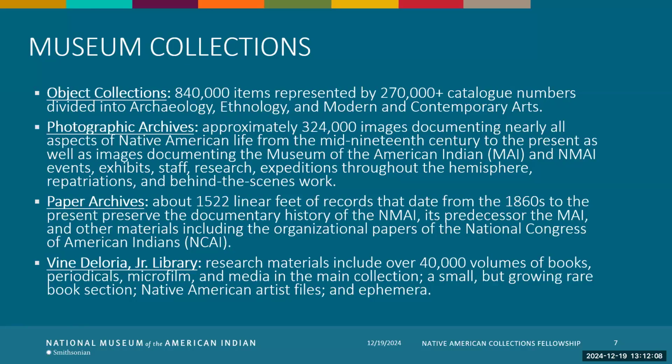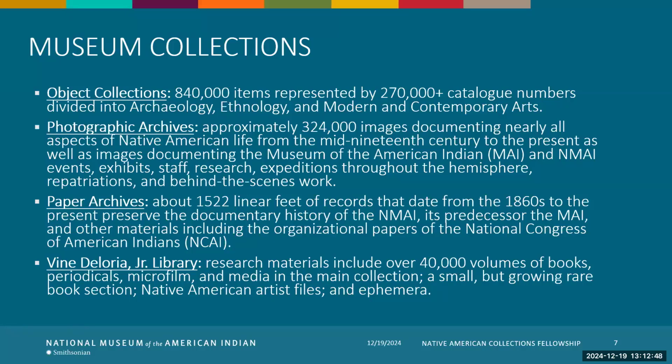However, we do have a lot of holdings in our photographic and paper archives, which are equally important. The photographic archives has approximately 324,000 images that document nearly all aspects of Native American life from the mid-19th century to the present. Another important thing about our photographic archives is it does also include NMAI events, exhibits, staff, research, behind-the-scenes work, things like that.